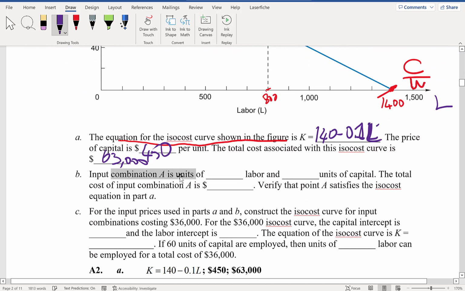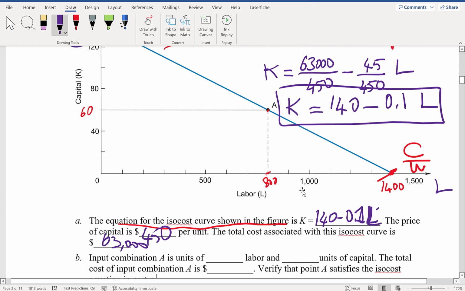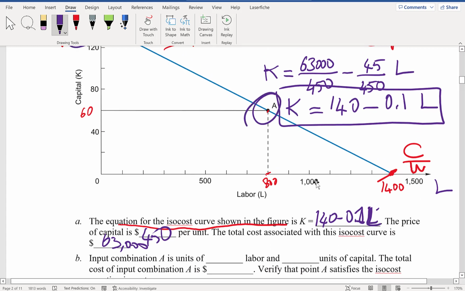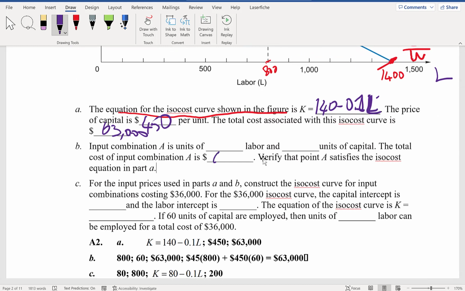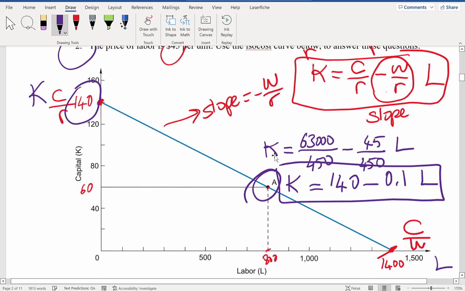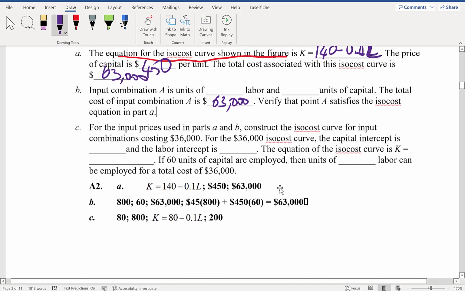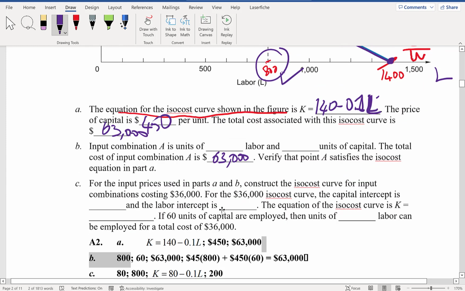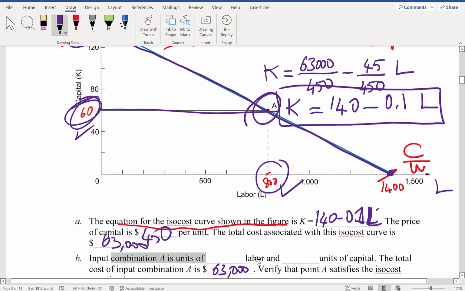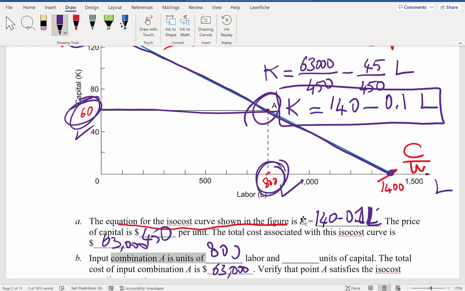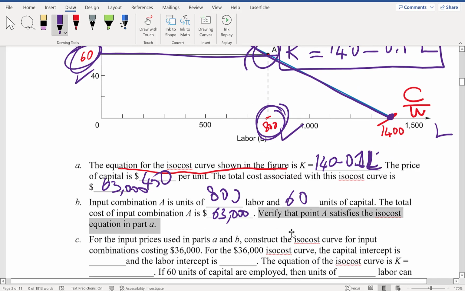Input combination A is some units of labor and some units of capital. Now it's asking us questions about input combination A. I know that A costs $63,000. Any point on this blue iso-cost curve, including the intercepts, costs you $63,000. Verify that point A satisfies the iso-cost equation from part A. In part B, we know that input combination A is 800 units of labor from here and 60 units of capital.